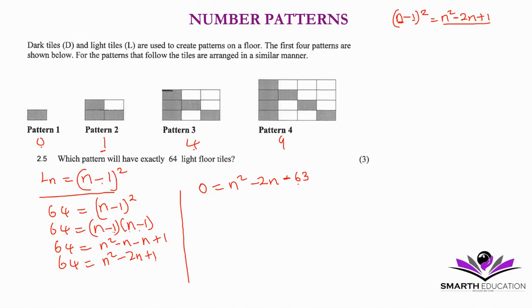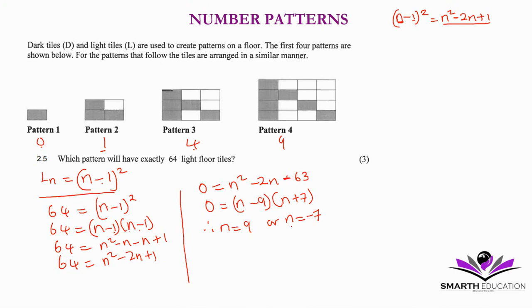Then we look for the factors of negative 63 that can give us negative 2. This negative 63 means that one factor is negative and the other factor is positive. Negative 2n means that the bigger factor is negative. So these factors are 9 and 7. So it means 0 is equal to (n minus 9)(n plus 7). So therefore, n is equal to 9 or n is equal to negative 7.